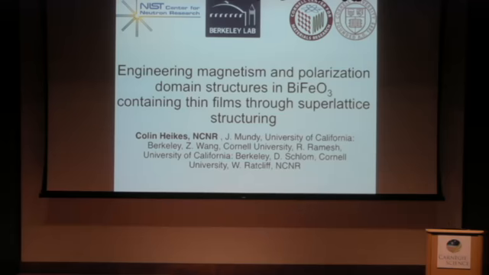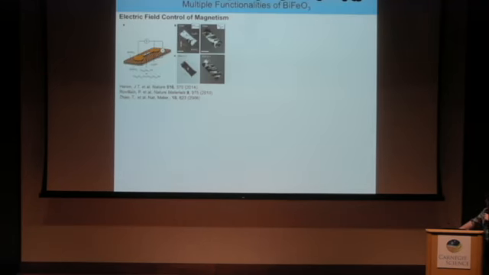So I'm Colin Heikus. I'm currently at the NCNR doing neutron scattering. This is a collaboration we've had going for a while on the coupling between magnetic ordering and polarization domain structures in bismuth ferrite, and using superlattice engineering to attempt to alter this. I think we're all pretty familiar with bismuth ferrite at this point.